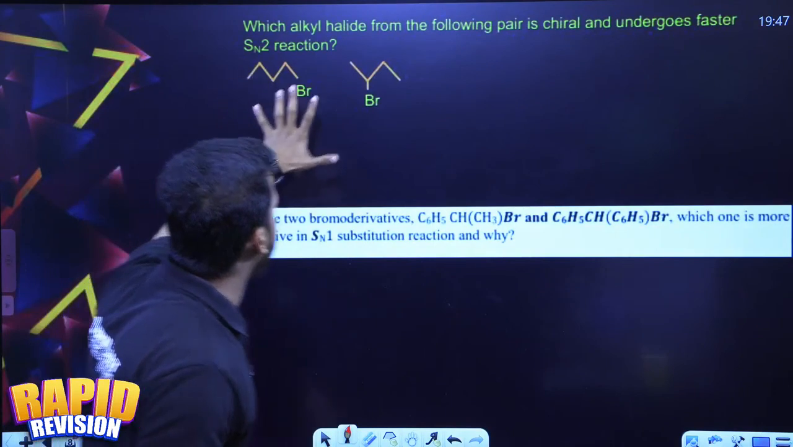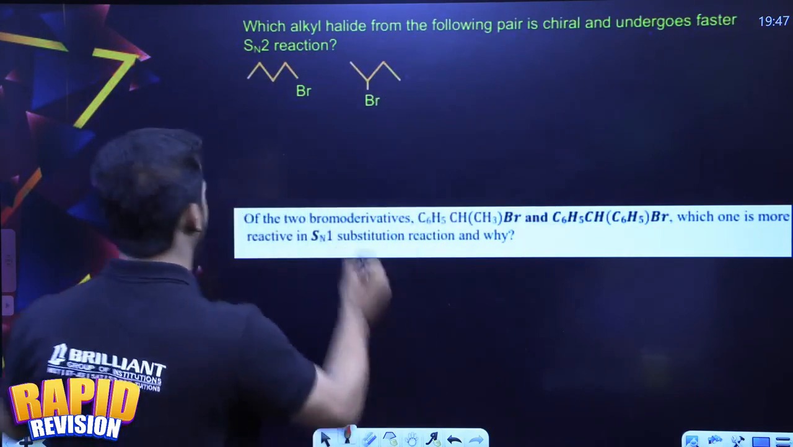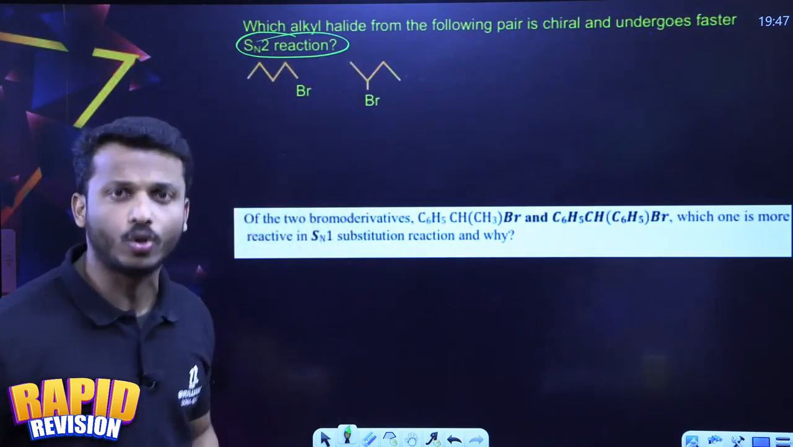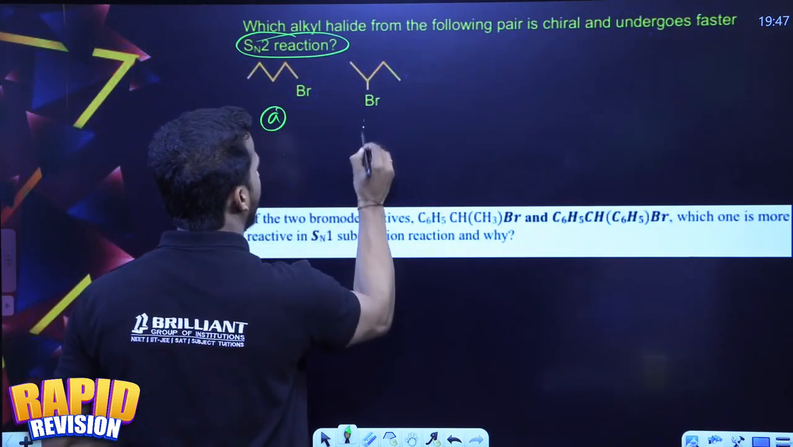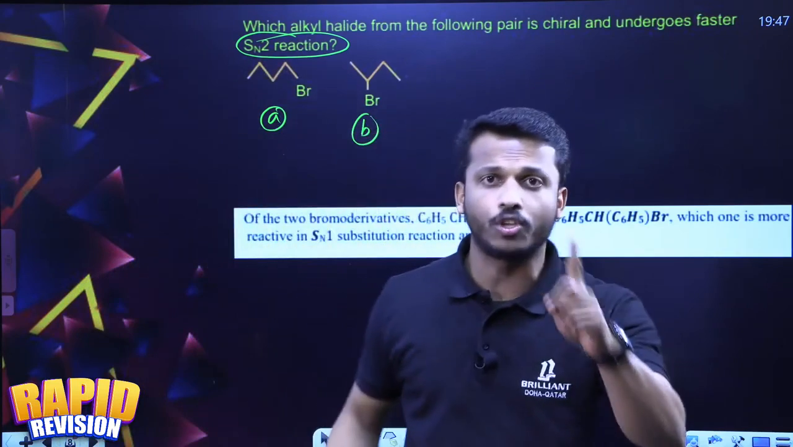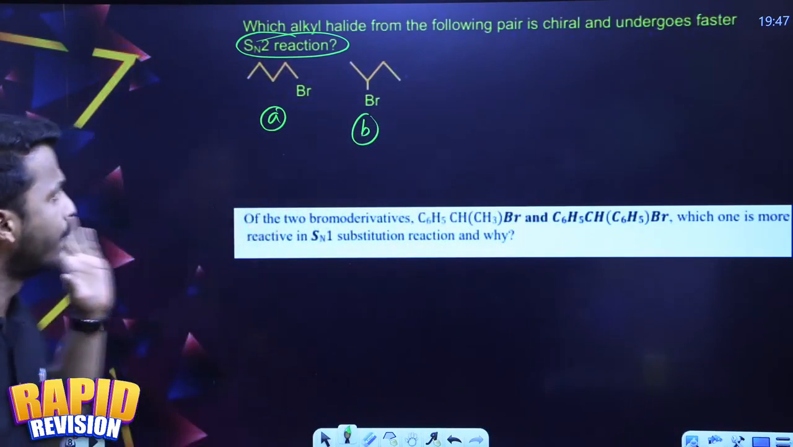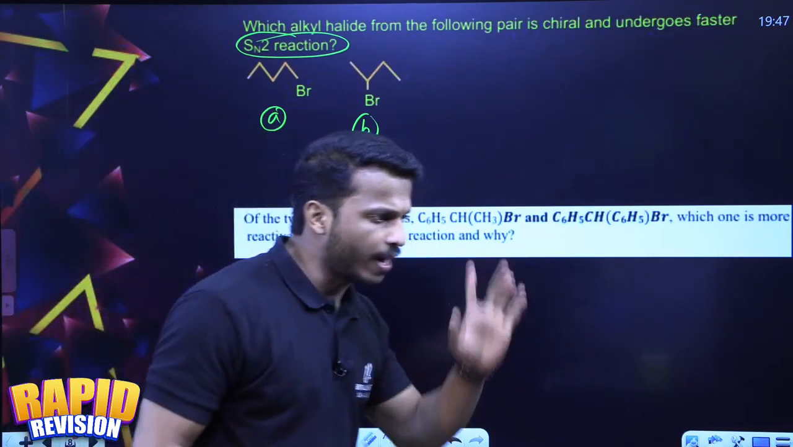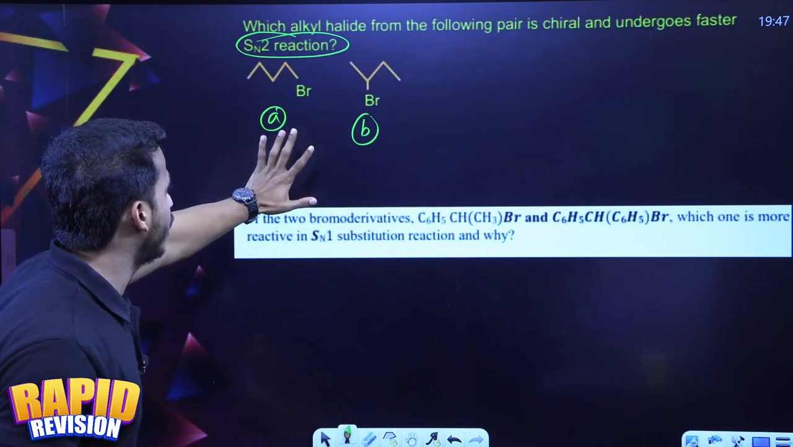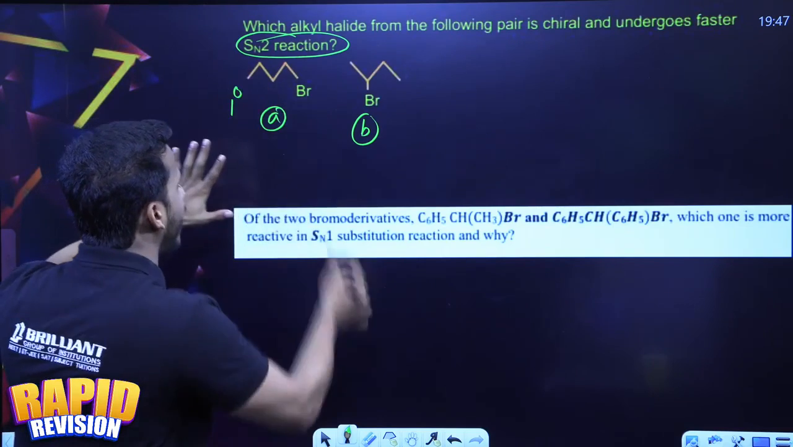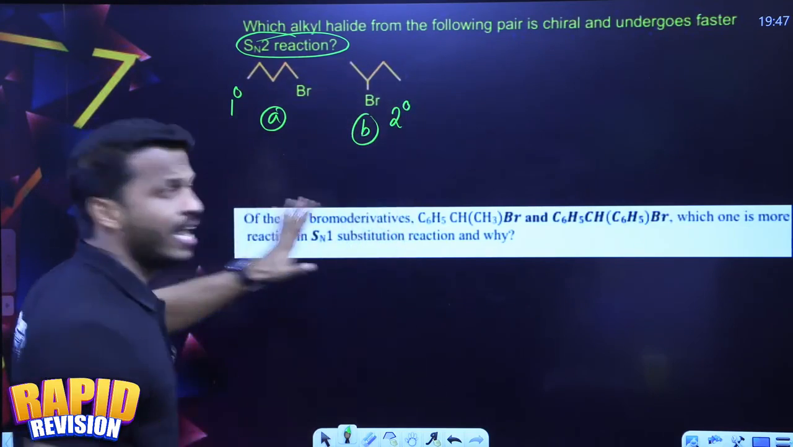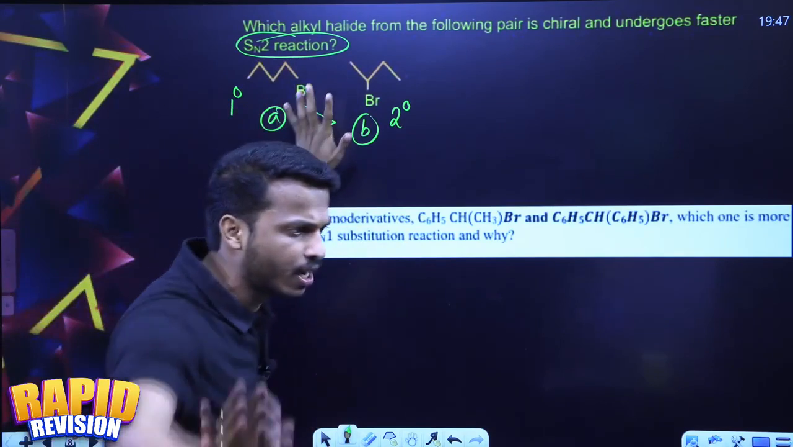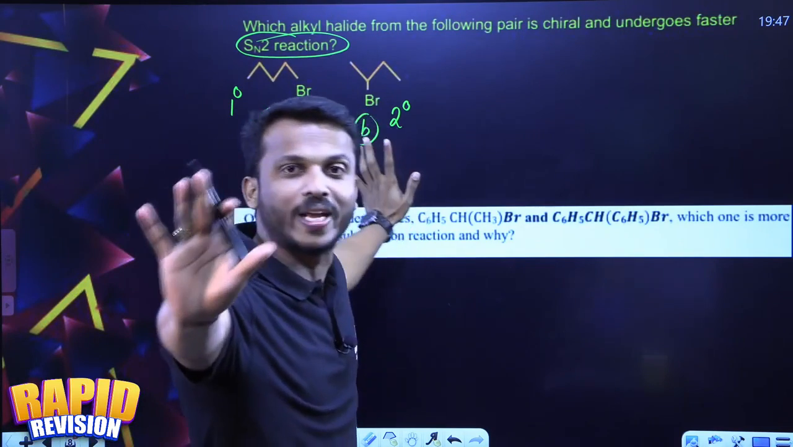Tell me, dear all, which alkyl halide from the following undergoes faster SN2 reaction? Again, SN2 reaction, whether A or B. Come on, all of you. Which will undergo SN2 reaction faster? Dear all, this is a primary haloalkane. This is a secondary haloalkane. Yes, primary will undergo reaction faster. So the first one. There is no doubt, right? A will undergo the reaction faster.